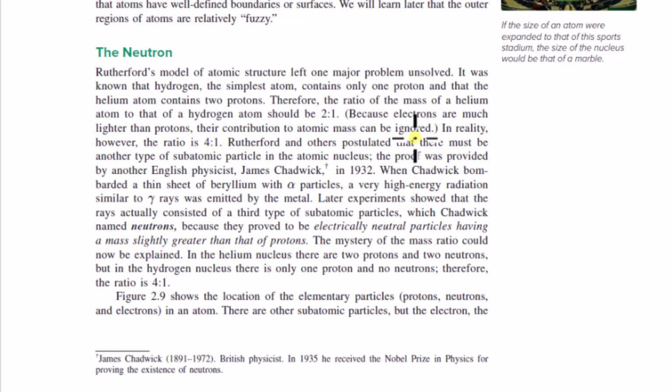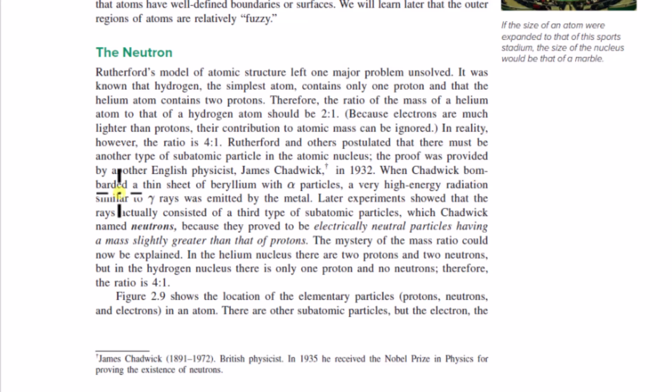Okay, but what they were finding was that in reality, the ratio of the mass of helium to hydrogen was 4 to 1. So Rutherford and others postulated that there must be another type of subatomic particle in the atomic nucleus. The proof was provided by another English physicist, James Chadwick, in 1932.